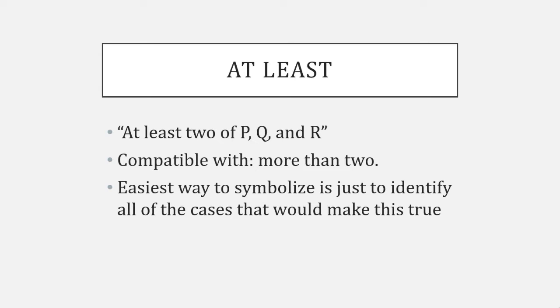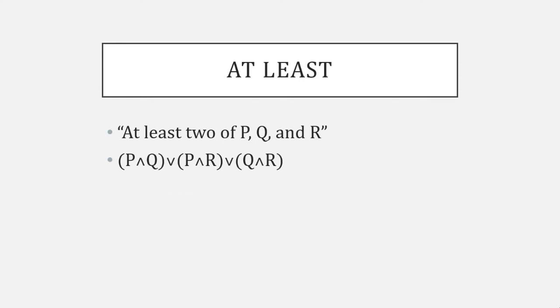So like this. There's really only, well, there are four cases, but we didn't need one of them. So if P is true and Q is true, then at least two of them are true. Yeah? If P is true and R is true, at least two of them are true. Or if Q is true and R is true. There's one possible case missing there, the case where all three of them are true. But you don't actually need that to symbolize this sentence.